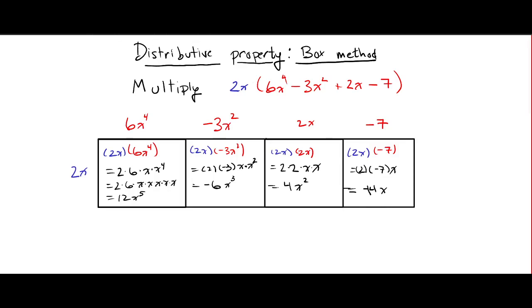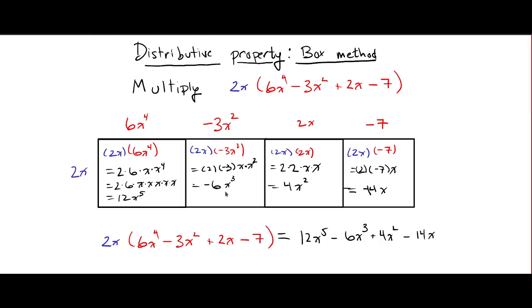So what this diagram is telling us is that if we add up all the 4 smaller areas, we get the big area. And that big area is exactly 2x times 6x to the fourth minus 3x squared plus 2x minus 7. So our solution, or our result when we multiply this out, is 12x to the fifth power minus 6x to the third power plus 4x squared minus 14x. Just adding these 4 results up.